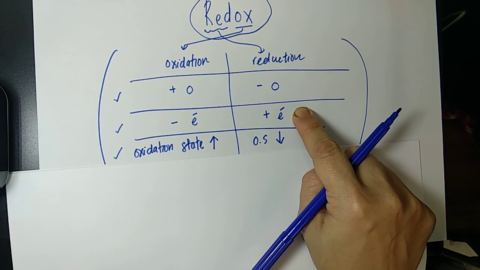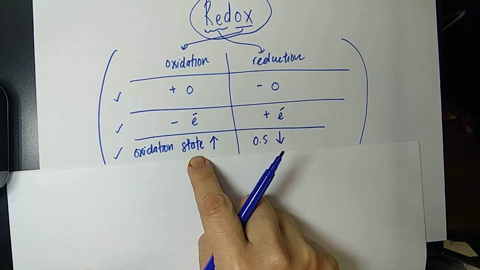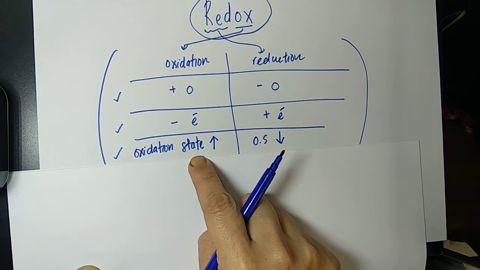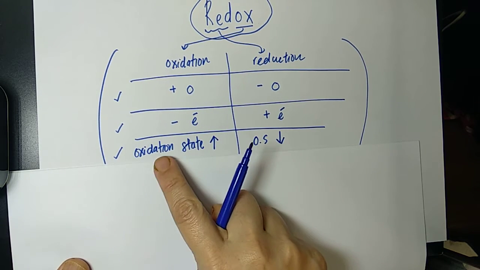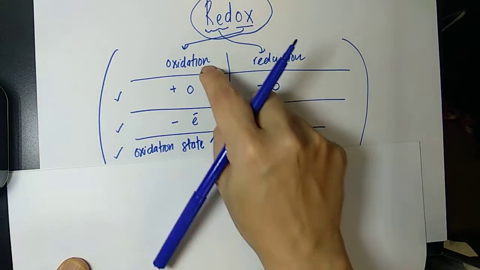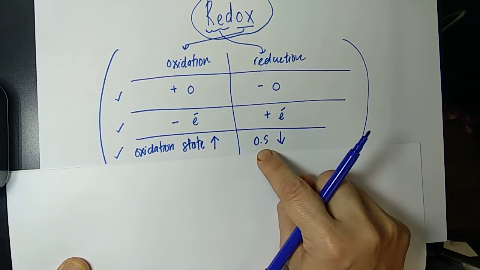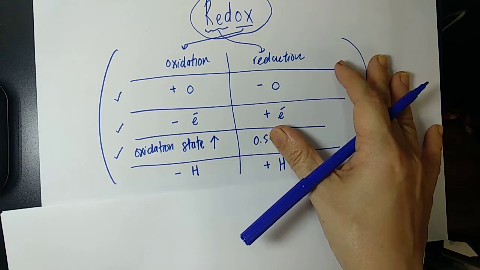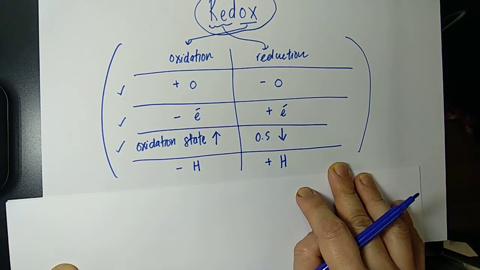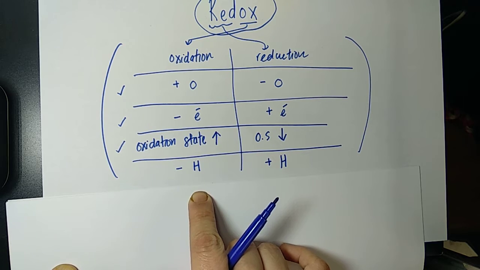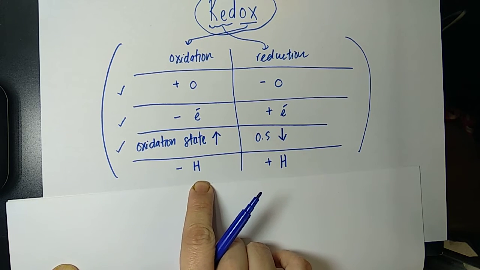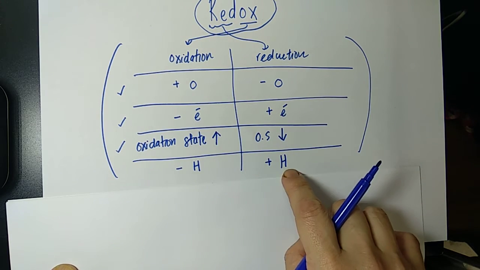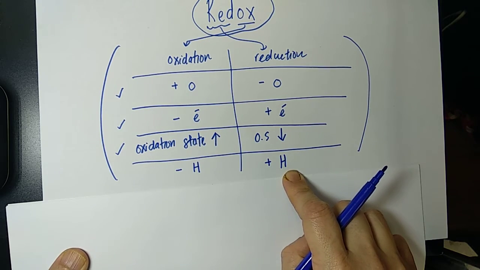The third one is about something called an oxidation state. We'll learn more about that in other videos. But basically, if the oxidation state of something goes up, we call that oxidation. And if the oxidation state goes down, we call it reduction. Now, the final definition is not really widely used. It's about hydrogen. When something loses hydrogen, we say oxidation. If it gains hydrogen, we say reduction.